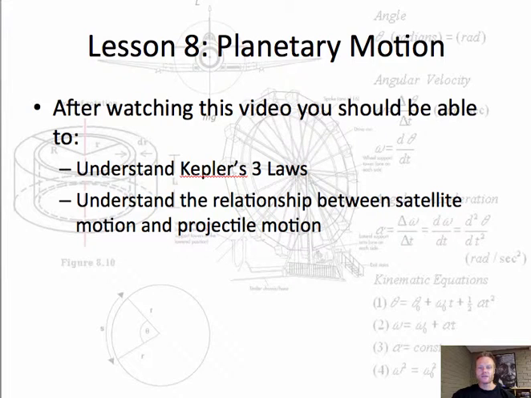In today's video, we will be talking about planetary motion. After watching this video, you should be able to understand Kepler's three laws and understand the relationship between a satellite and projectile motion. So let's get right into the lesson.